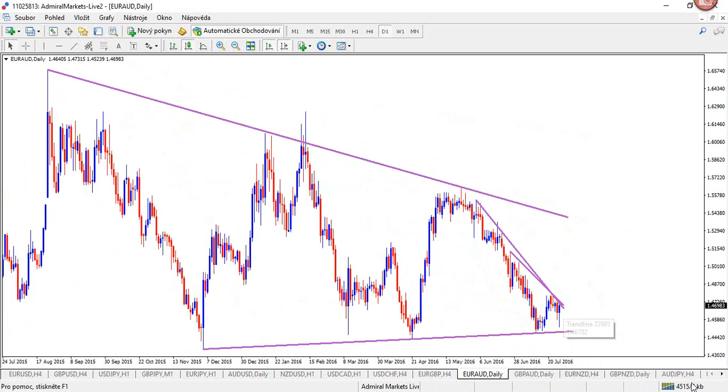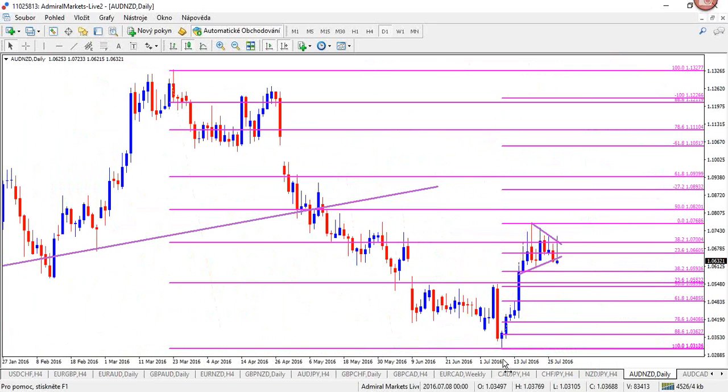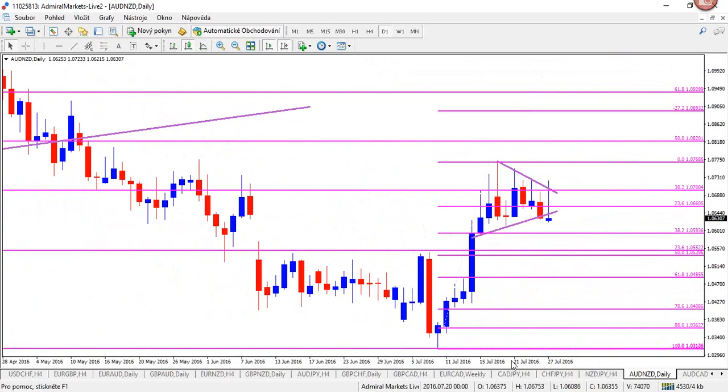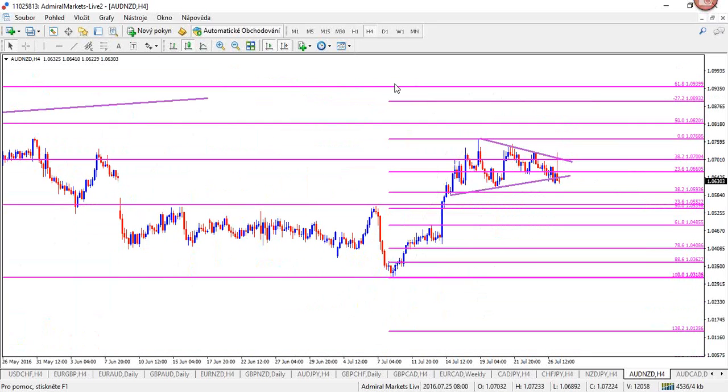On New Zealand, we find that, let's see. Triangle 2 at this point, and basically you can see that price is in a correction. It seems likely that there's going to be a bullish continuation due to the momentum, but the confirmation would be a break of the resistance.